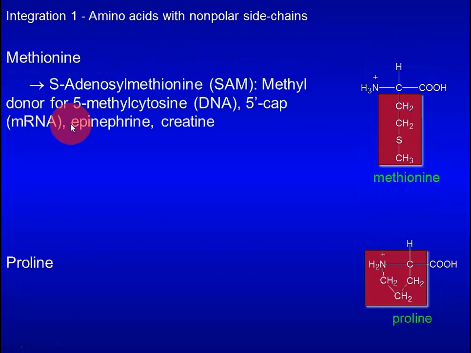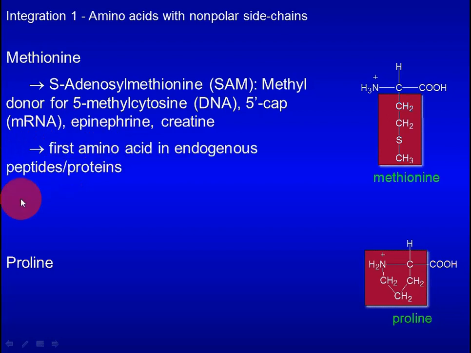Methionine can be converted to S-adenosyl methionine, or SAM. SAM is a methyl donor. The methyl group can be used for methylation of DNA, modification of mRNA, or synthesis of epinephrine and creatine. Methionine is also the first amino acid present in proteins synthesized by cells through translation.